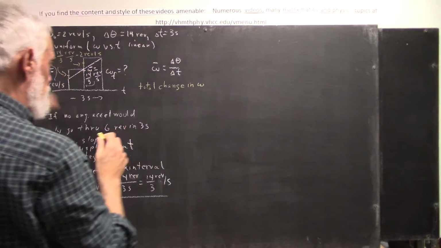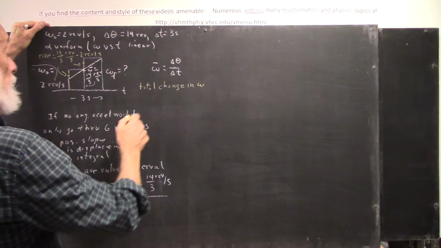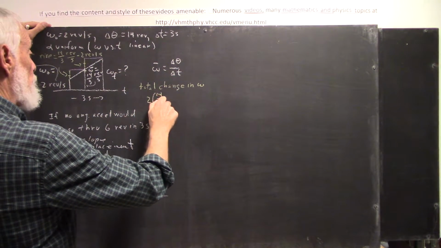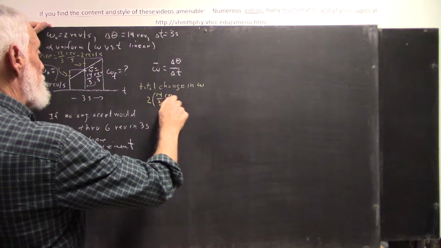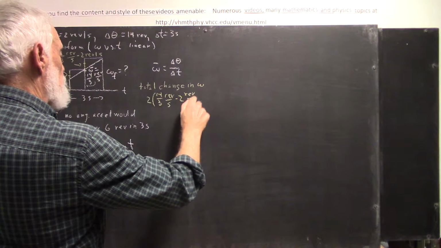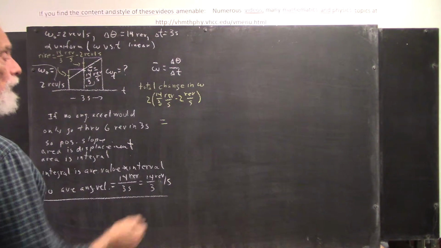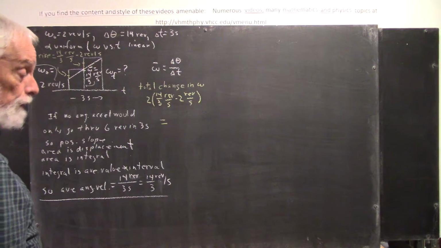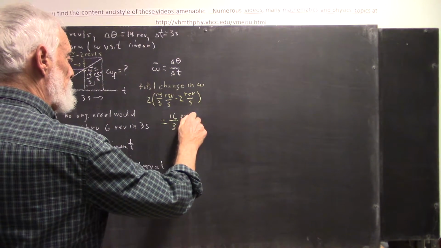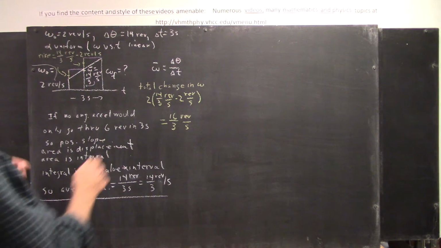Total change in omega, got a bad spot on that chalk, let me reverse it. Total change in omega is what? 2 times 14/3 revolutions per second minus 2 revolutions per second. Okay, well, 2 is 6/3. 14/3 minus 6/3 is 8/3. 2 times 8/3 is 16/3 revolution per second. And that's your delta omega.